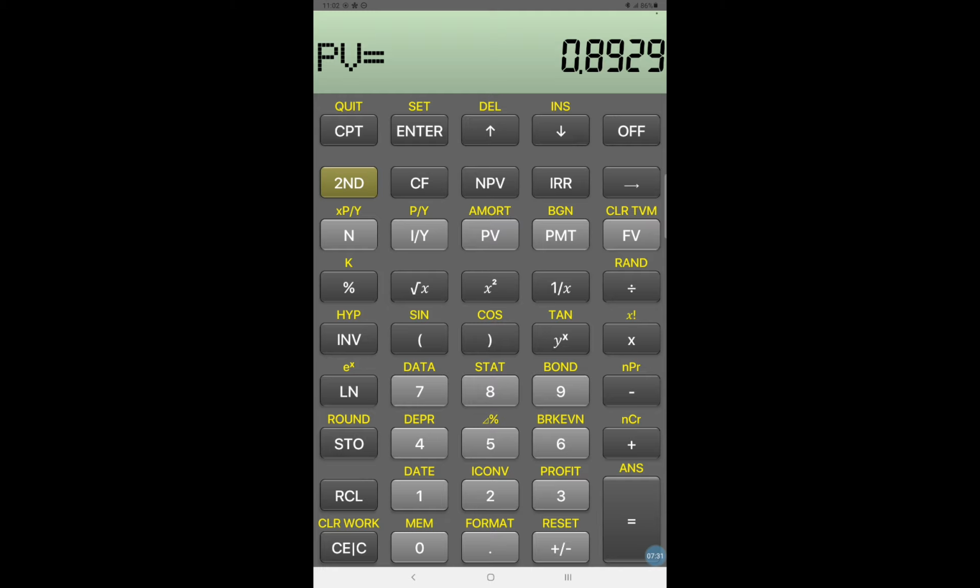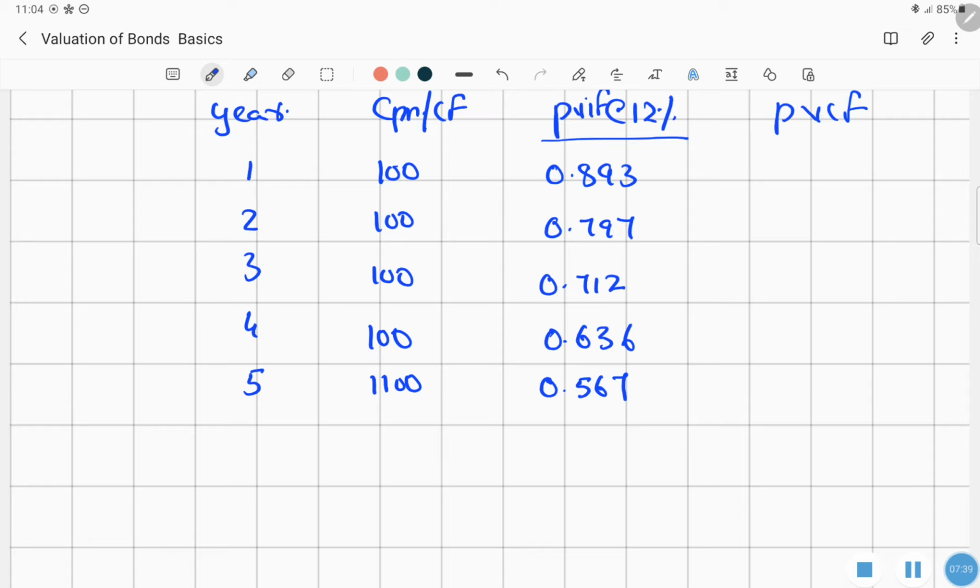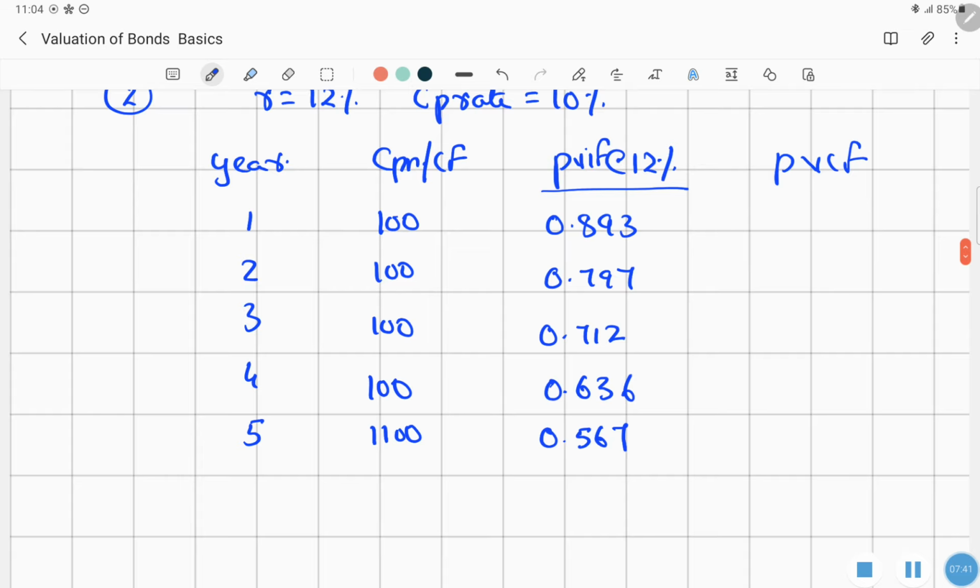Similarly, we'll be calculating for the other years also. So now after calculating the present value interest factor for 12% for each year, I have written the value over here. Now we'll be multiplying the coupon amount and the present value interest factor. Then we'll be getting the present value cash flows. Column 1 into column 2. So 100 into 0.893, we have 89.3. Then we have 79.7. Then we have 71.2. Then we have 63.6.